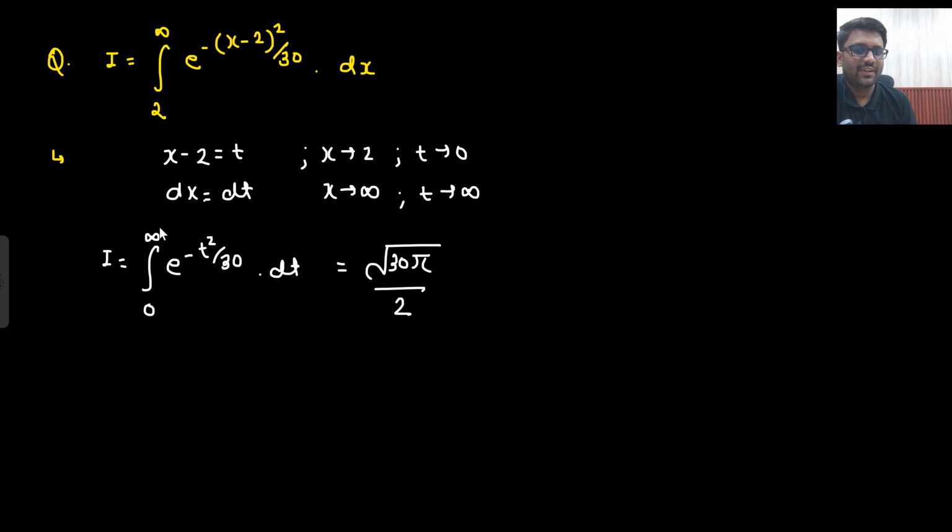If it was from minus infinity to infinity, then the answer would have been under root 30 pi, but it is from 0 to infinity, that's why divided by 2. So it is very simple. If you compare, it will be a bit difficult. Okay, it will not be difficult, it will just take time.